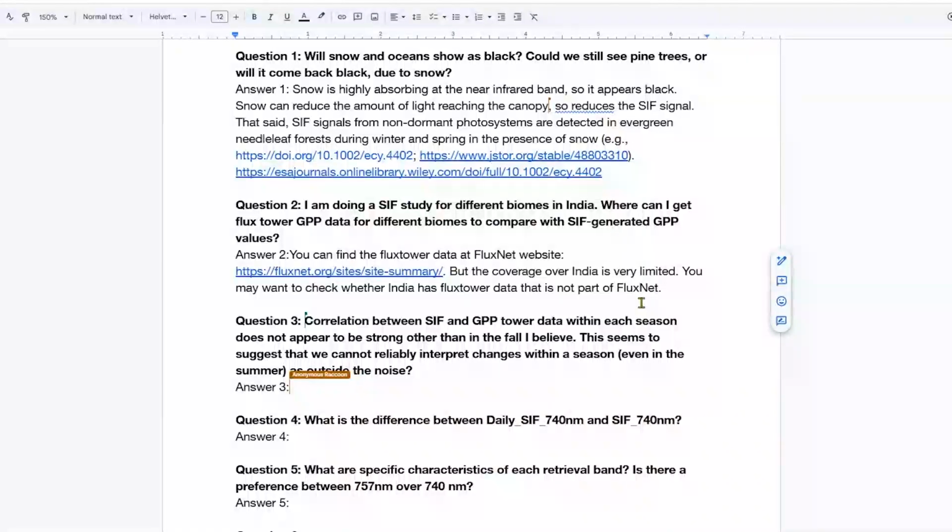Let's go on with the next question. Correlation between SIF and GPP tower data within each season does not appear to be strong other than in the fall. This seems to suggest that we cannot reliably interpret changes within a season, even in the summer, outside the noise. So I will let either Dr. Liu, if she has resolved her technical issues, or Jackie respond to that.